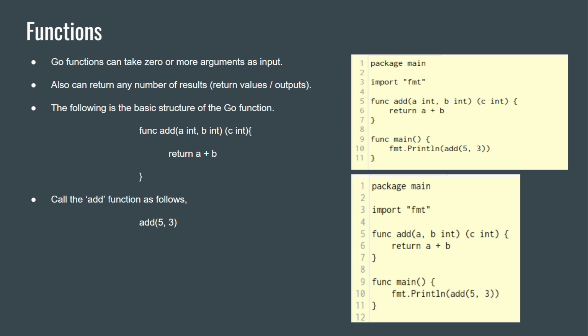If our argument list has arguments of the same data type, we can mention the data type only for the last argument, as shown here.